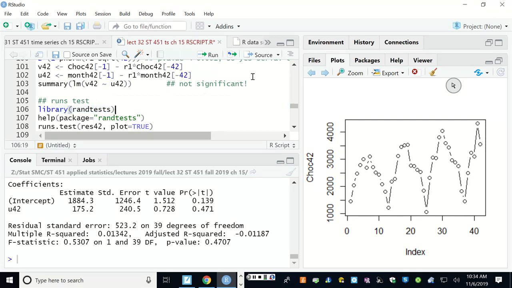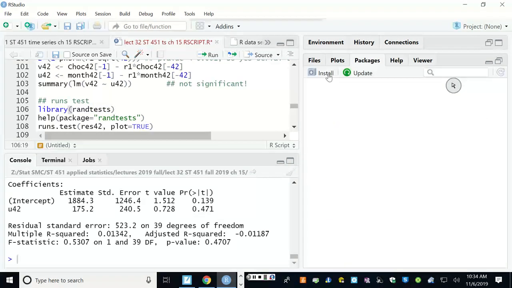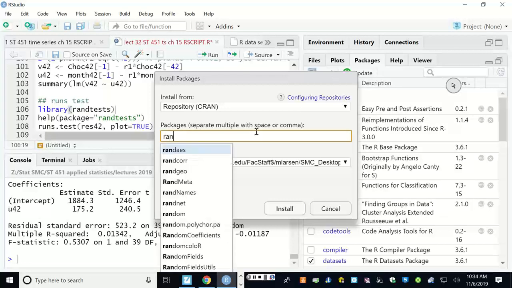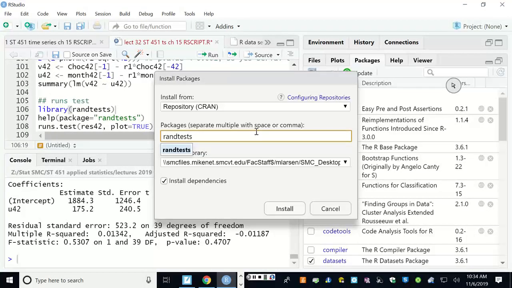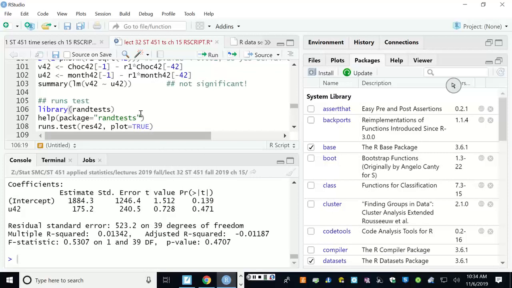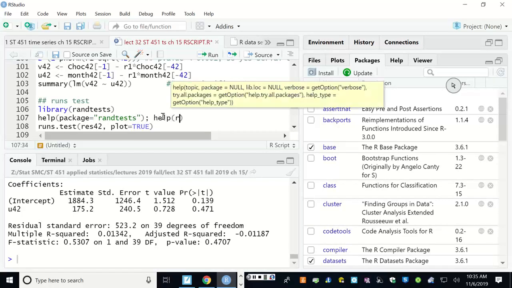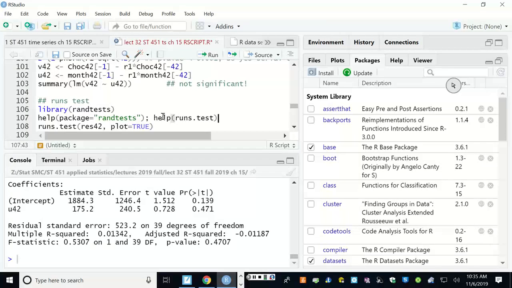If you install this package, so under packages, and you want to install a package, randtests is there, and it would install, and then type library of randtests. You can do help of the package to see what's there, and you could also type help of runs.test, and it will give you that same help file that was in that PDF. So you can access all that information within R, or find it in print.